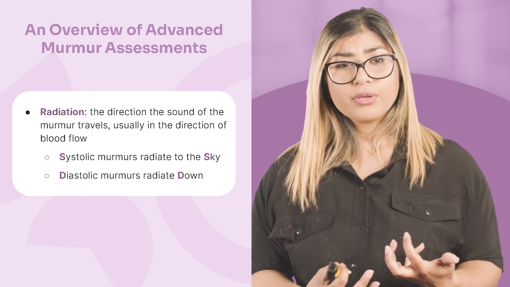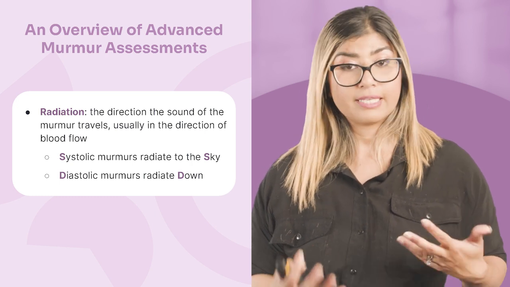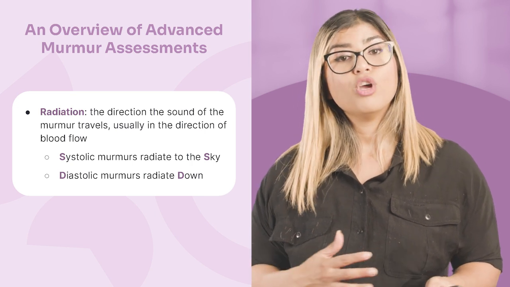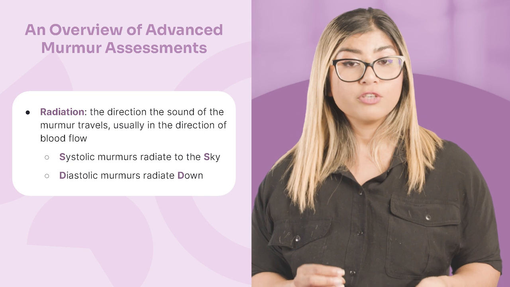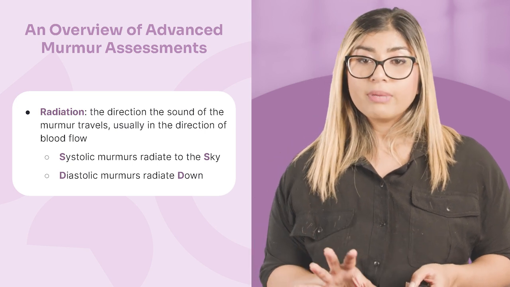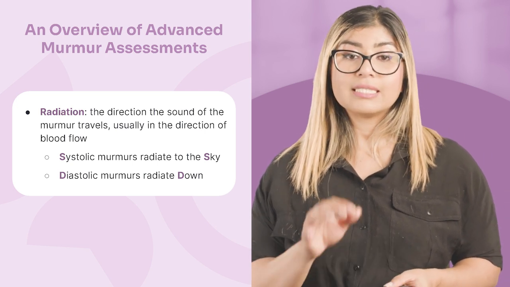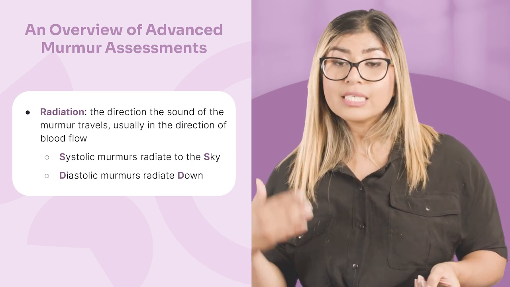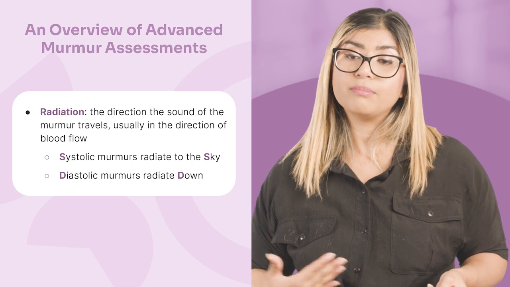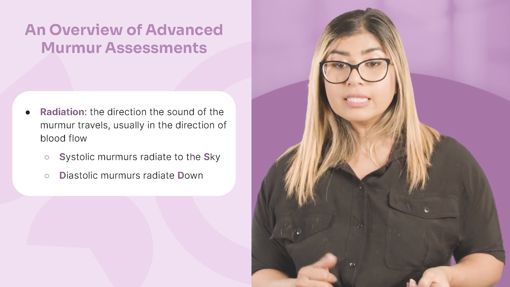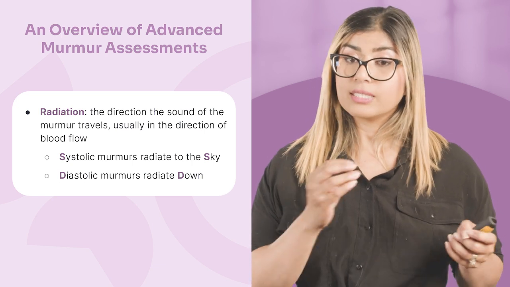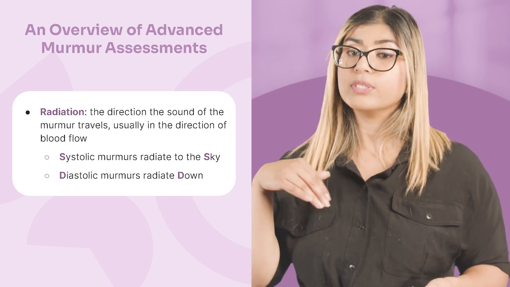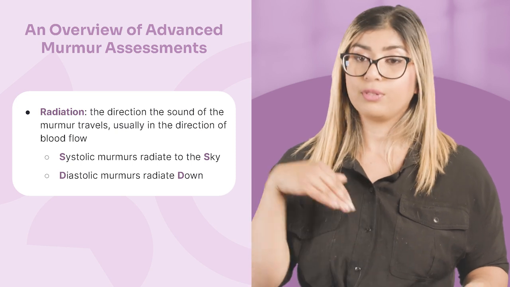Radiation is another type of assessment that can be utilised that gives us some diagnostic value. This is essentially the direction the sound of the murmur travels, usually in the direction of blood flow. An easy way to remember the direction of radiation is that systolic murmurs, so starts with an S, radiate to the sky. So you're listening to a murmur and you'll hear it sound louder as it moves upwards. Versus diastolic murmurs, so starting with a D, that radiate down. Okay, so you will listen and it will sound louder as it starts to move down through the blood flow.